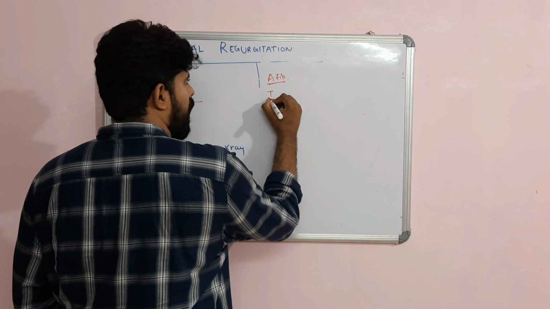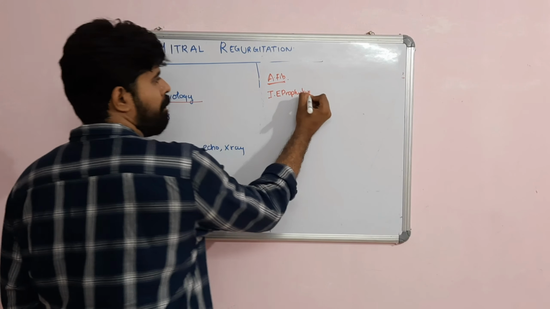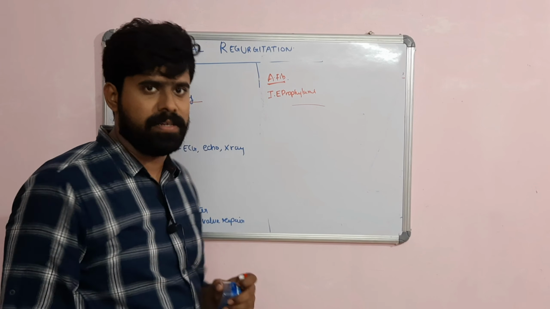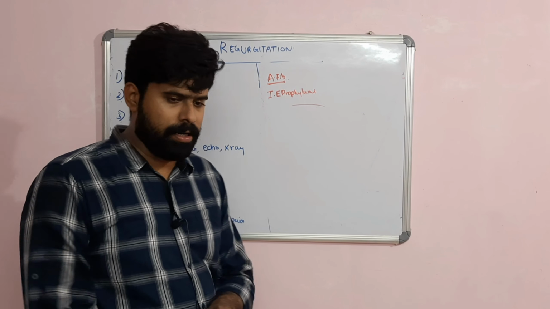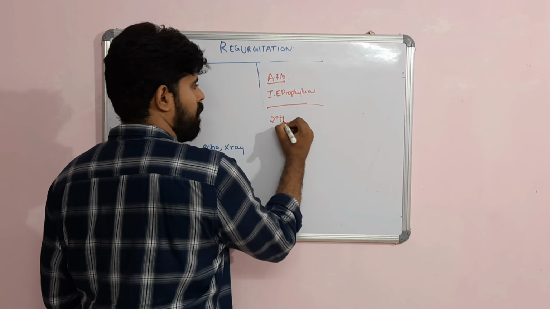Then you go for IE prophylaxis. If the patient has a previous history of infective endocarditis, then you can go for infective endocarditis prophylaxis. Then secondary MR.